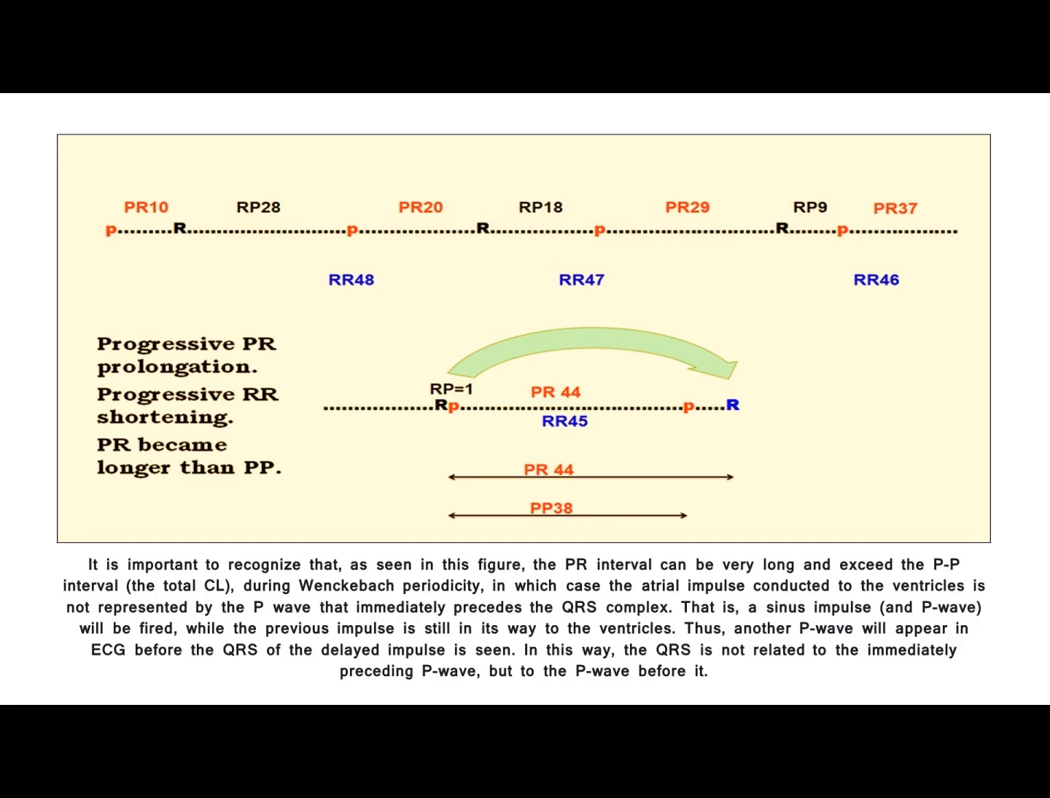It is important to recognize that, as seen in this figure, the PR interval can be very long and exceed the PP interval, the total CL, during Wenckebach periodicity, in which case the atrial impulse conducted to the ventricles is not represented by the P wave that immediately precedes the QRS complex.